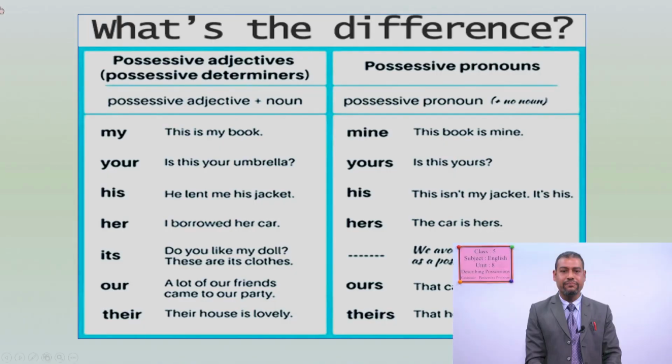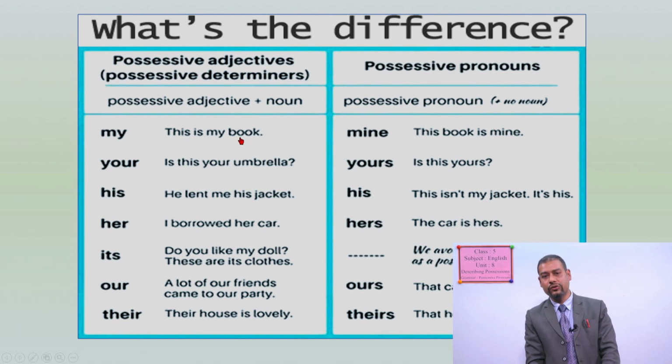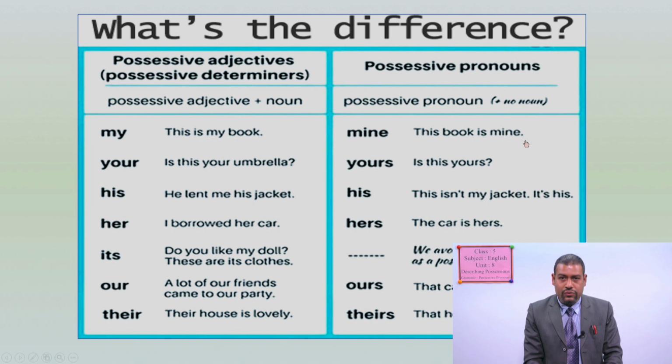See, here my. This is my book. Before book, a naming word, there is the word my. And here mine. This book is mine. Look, after mine, there is no naming word. Likewise, your. Is this your umbrella? See, before umbrella, a naming word. Umbrella is a naming word, a noun. And before umbrella, there is your. That's why it is a possessive adjective.